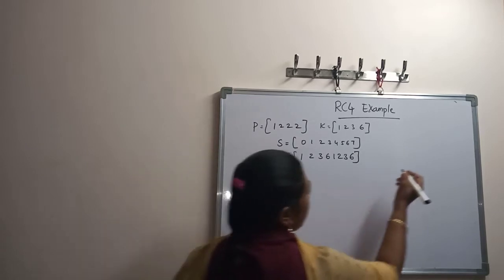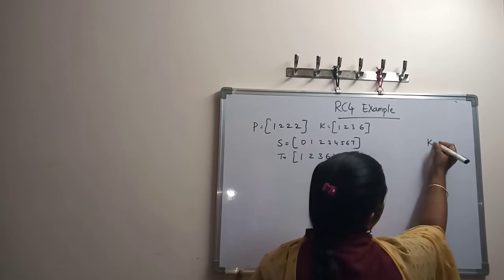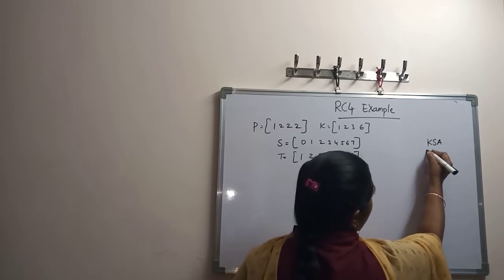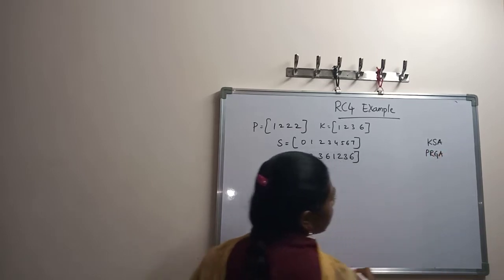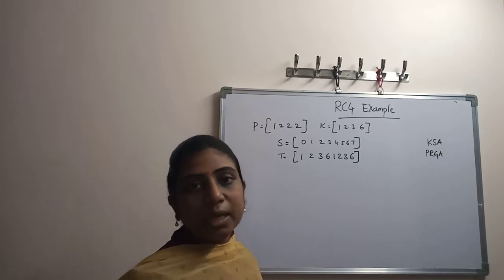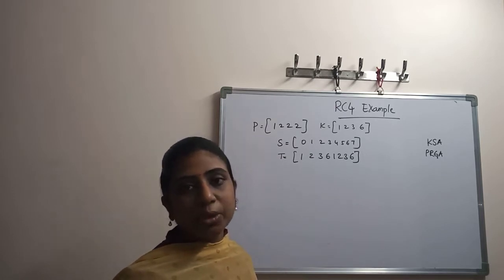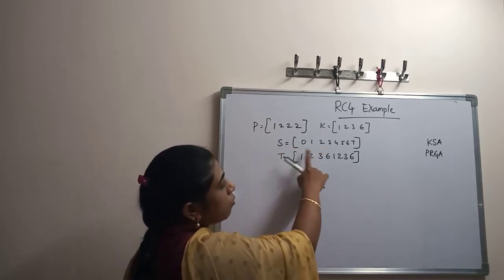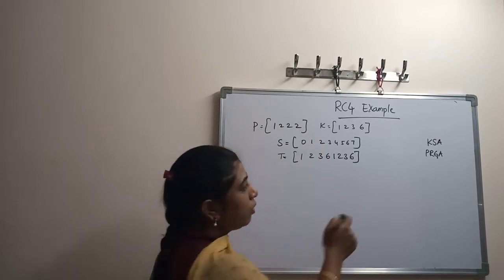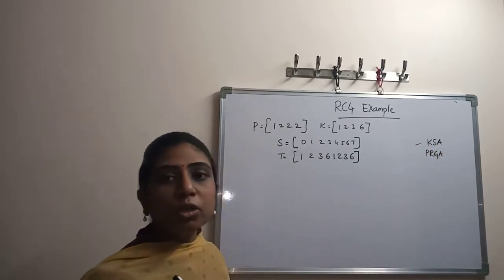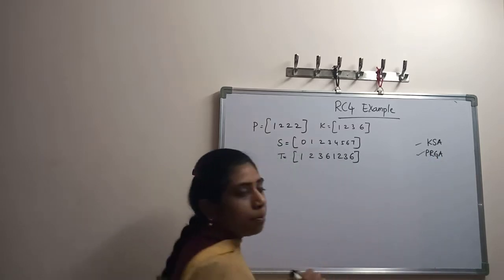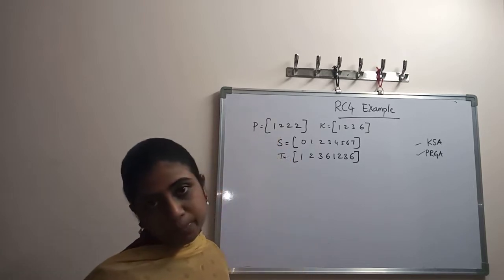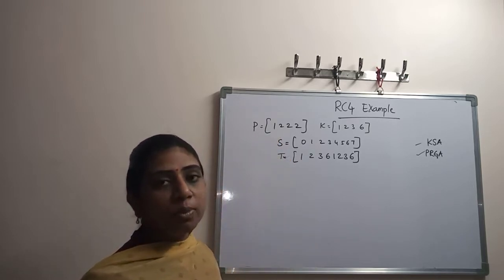Then, in the RC4 algorithm you have two algorithms: one is KSA and one is PRGA, that is the pseudo random generation algorithm. In KSA we do the initialization permutation, where you change all the permuted values, that is, you swap the values. For that reason we use KSA. Then we generate the key using PRGA, and this key is XORed with the plain text to get the output. So let us see how we are going to perform the KSA.